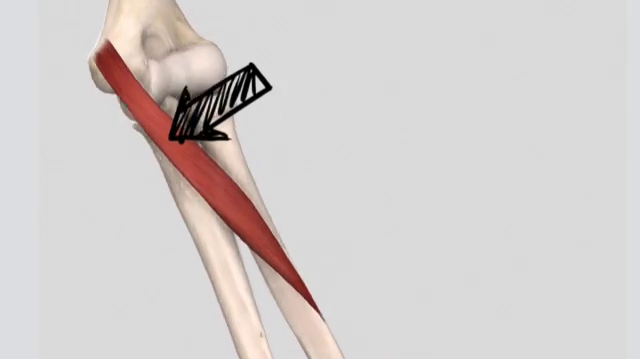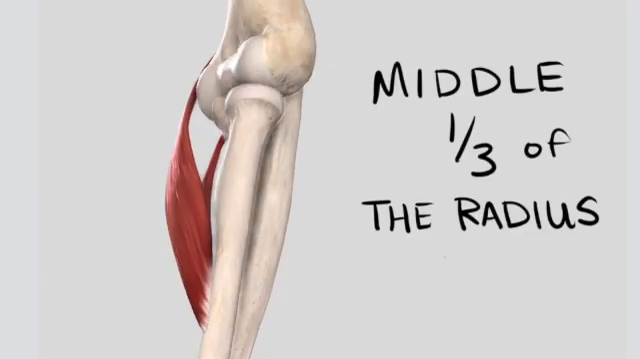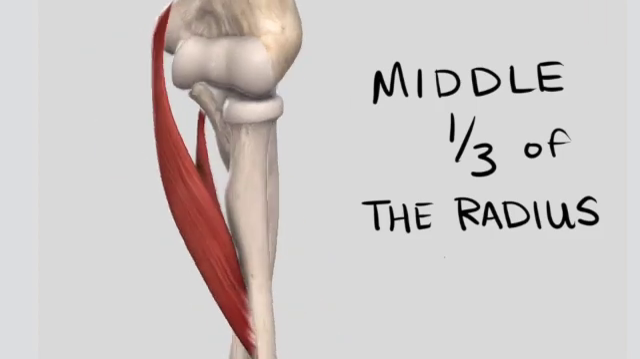The fibers of the pronator teres travel inferolaterally to the middle of the forearm and insert via the flat tendon onto the middle third of the anterolateral aspect of the radius.